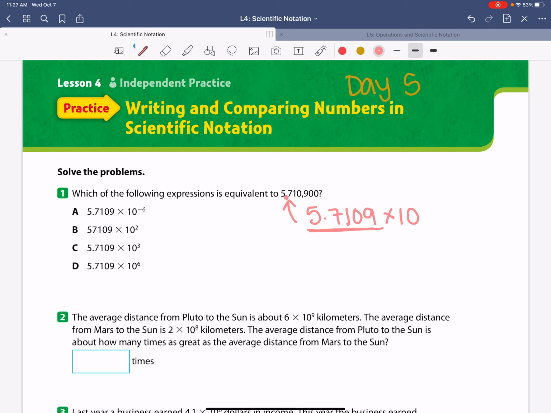And we would move this decimal place 1, 2, 3, 4, 5, 6 places in order to get back to our original number. So it should be 5.7109 times 10 to the 6th power, which is here. And if we do that, we would know we have 5.7109, 1, 2, 3, 4, 5, 6, and that's our exact number. Boom. We're good to go here for number 1.